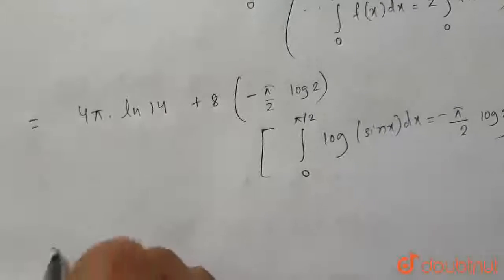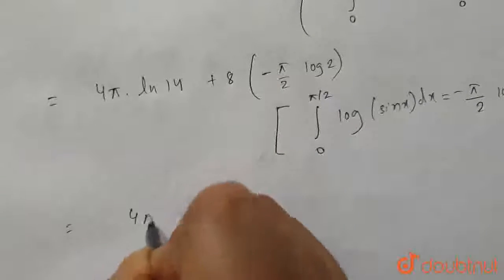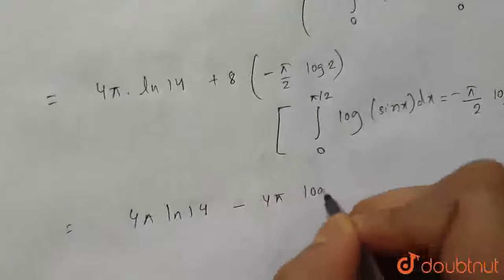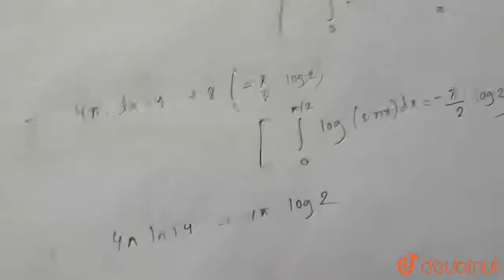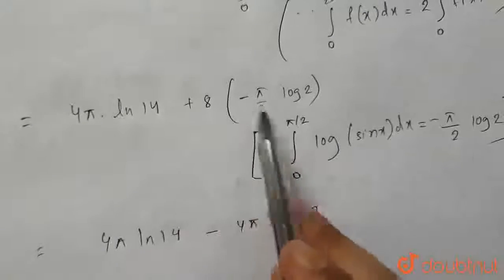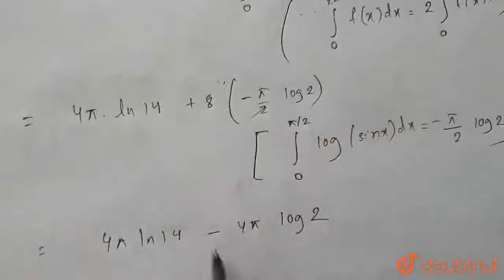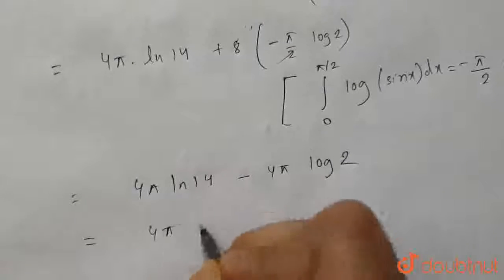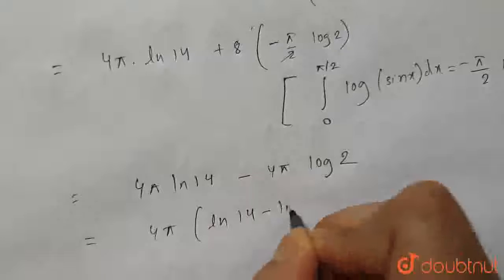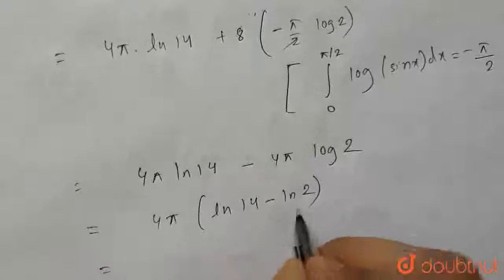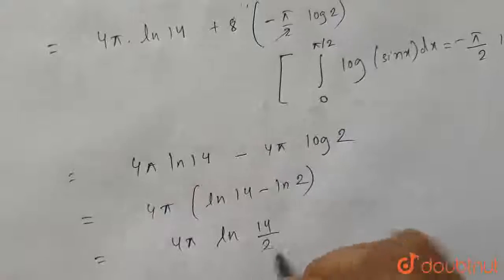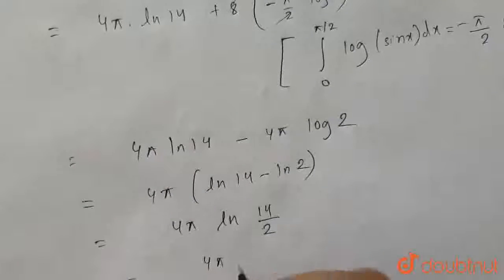So now we can write it as 4π log 14 minus 4π log 2, because this will be 8 times minus π by 2, so this is minus 4π. Now we can take 4π common, so this will be log 14 minus log 2. Log a minus log b we can write as log a by b, 14 by 2, which is equal to 4π log 7.